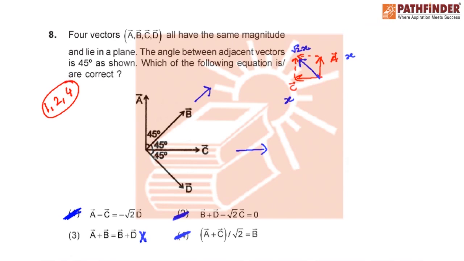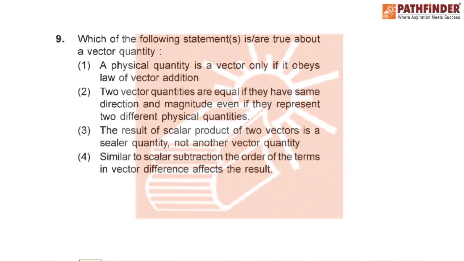Let us move to the next question. Question number 9. Which of the following statements is or are true about a vector quantity? A physical quantity is a vector quantity only if it obeys laws of vector addition. This is a correct statement. Two vector quantities are equal if they have same direction and magnitude, even if they represent two different physical quantities. Now this is incorrect. We cannot equate electric field and magnetic field having same magnitude and direction.